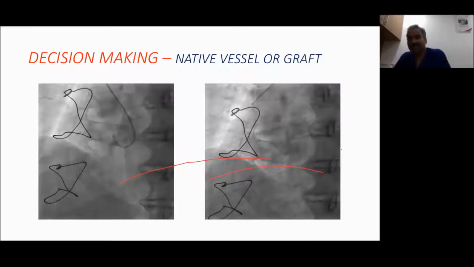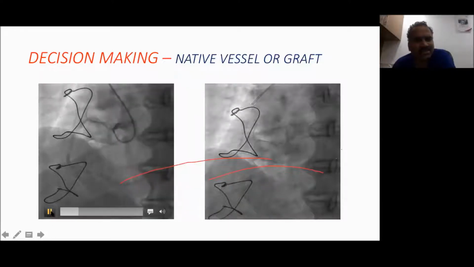So the next question which comes, if you decide on percutaneous intervention in these patients, is whether it is native vessel PCI or graft PCI which you want to do. Again, this depends on how bad your venous graft is and the age of the venous graft. I'll just show you one case, which I have shown before.